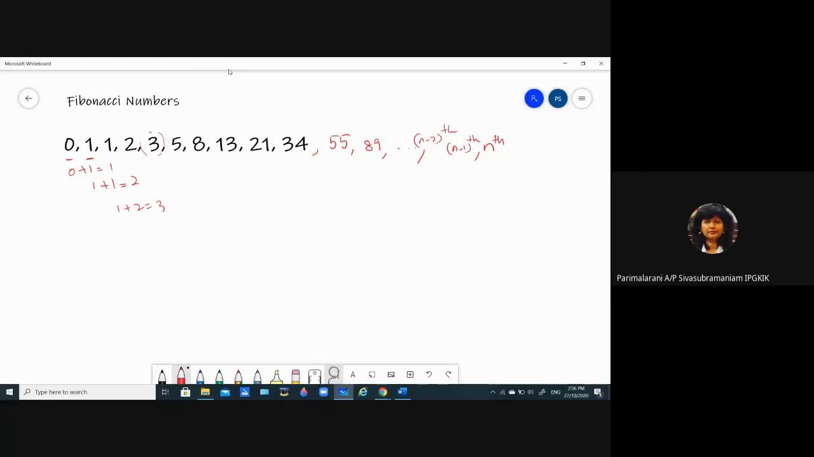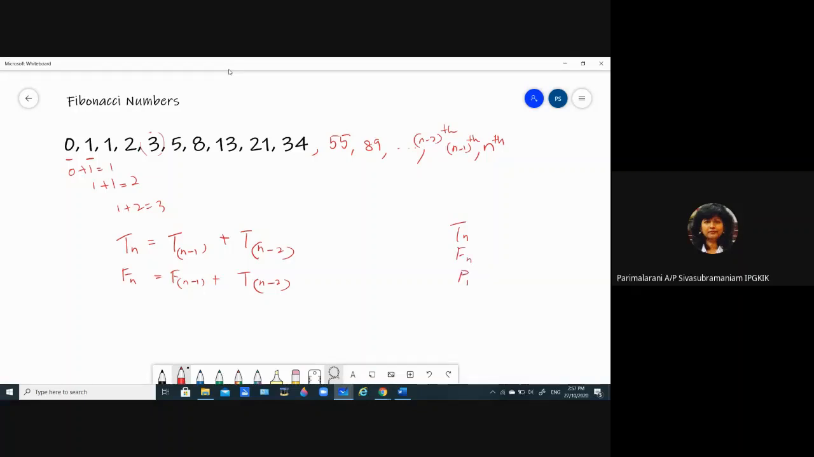Okay, so this is how it goes. So if we want to find the nth number, the nth term is equivalent to the n minus 1 term plus the n minus 2 term. This term here we use Tn. We can also use Fn because we are using Fibonacci numbers. So we can also use Fn is equals to Fn minus 1 plus Fn minus 2. Tn is nth term, or we can use Fn, nth term for Fibonacci numbers.